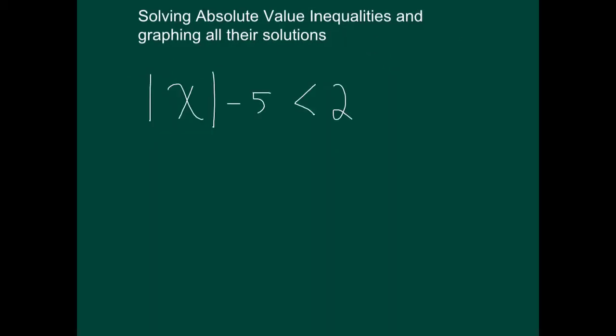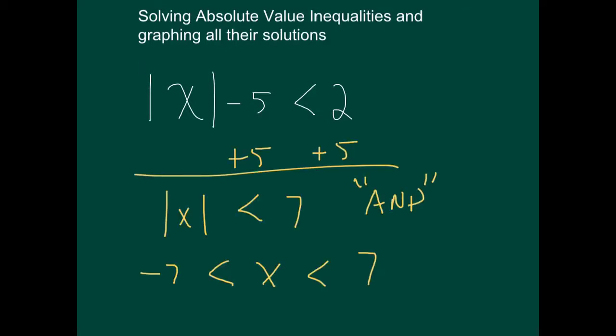Okay, so here's one for you to practice your skills on. The absolute value of x decreased by 5 is less than 2. So you want to work to isolate the absolute value bar and then move forward to solve. Go ahead and do that. Pause right now. Okay, so here's what your solutions should look like.